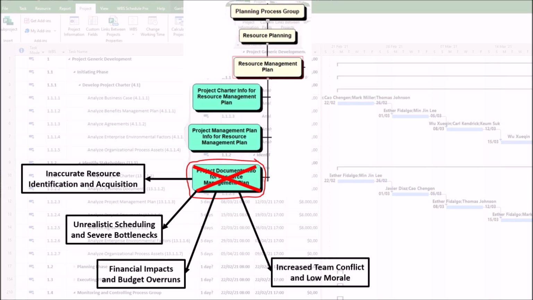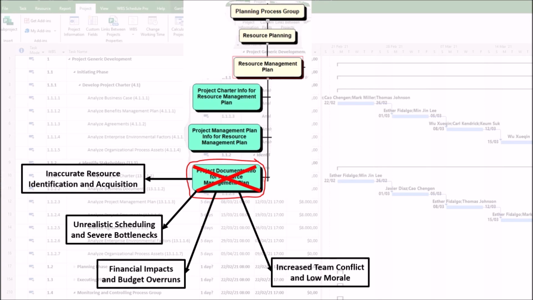4. Increased team conflict and low morale. The harm is that the team becomes frustrated, disengaged, and unproductive. It happens as follows. First, poor assumption log analysis. Proceeding with the assumption that resources will be available 100% of their time, without validating it, leads to overallocation. Team members are assigned to multiple projects simultaneously, leading to burnout, context switching, and missed deadlines.